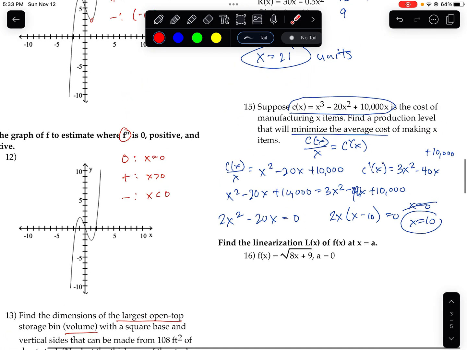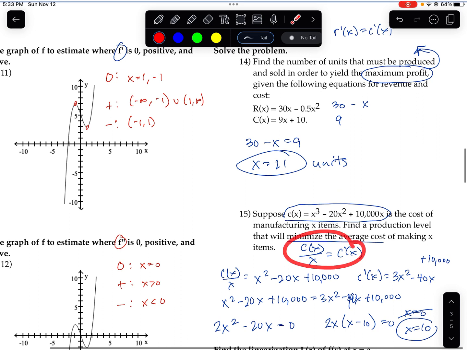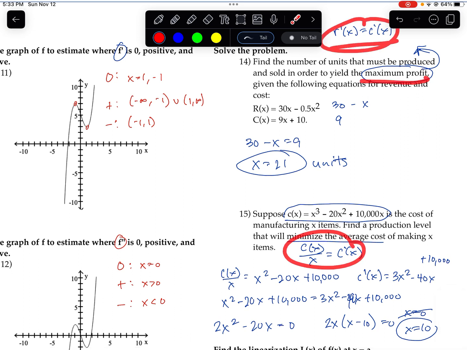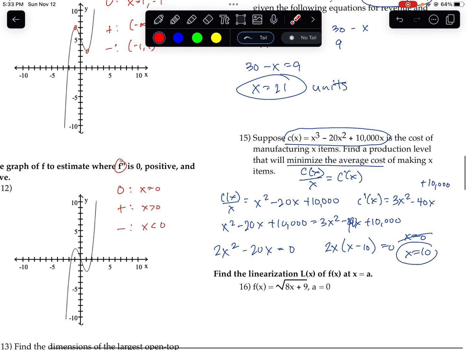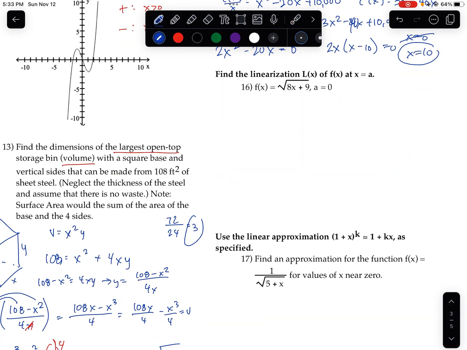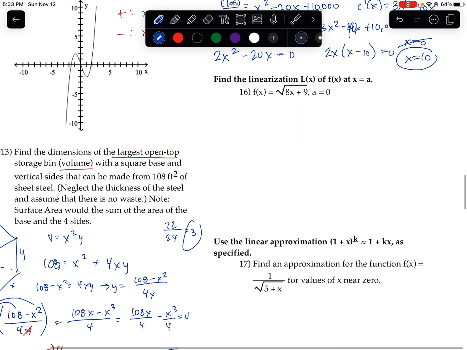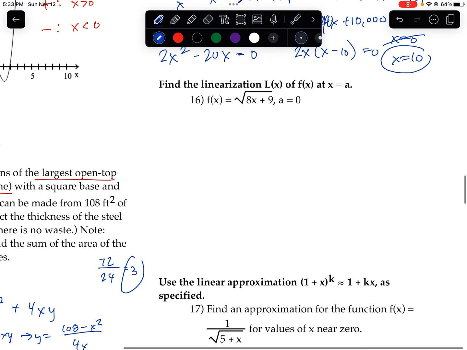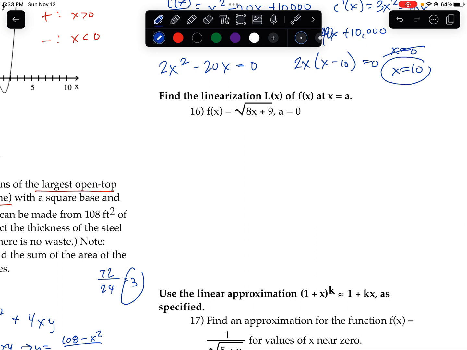So basically for these ones, just remember these formulas right here. So maximum profit, minimize average cost. Linearization. So find the linearization L of x of f of x at x equals a. Okay, so remember linearization is just a linear line, it's just a tangent line. So we're given a point that we're trying to find a tangent line at. So f of 0 will give us the y value that we need. So if we plug in 0, we're going to get the square root of 9, which is equal to 3.